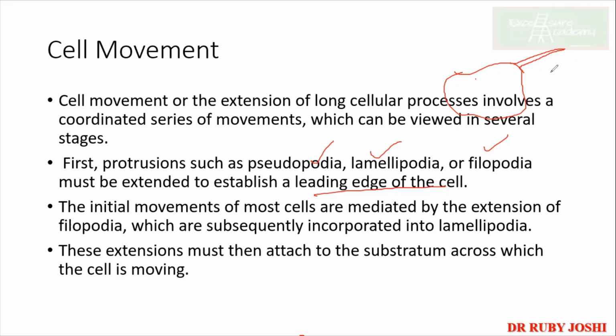Let us say that this particular cell needs to move in this direction, so it is going to form something like this. This forms your lamellipodia. If you get a thin projection, that becomes a filopodia. These extensions must then attach to the substratum across which the cell is moving. So, in short, all this is helping your cell to move towards the target area. Did you get this point, guys?